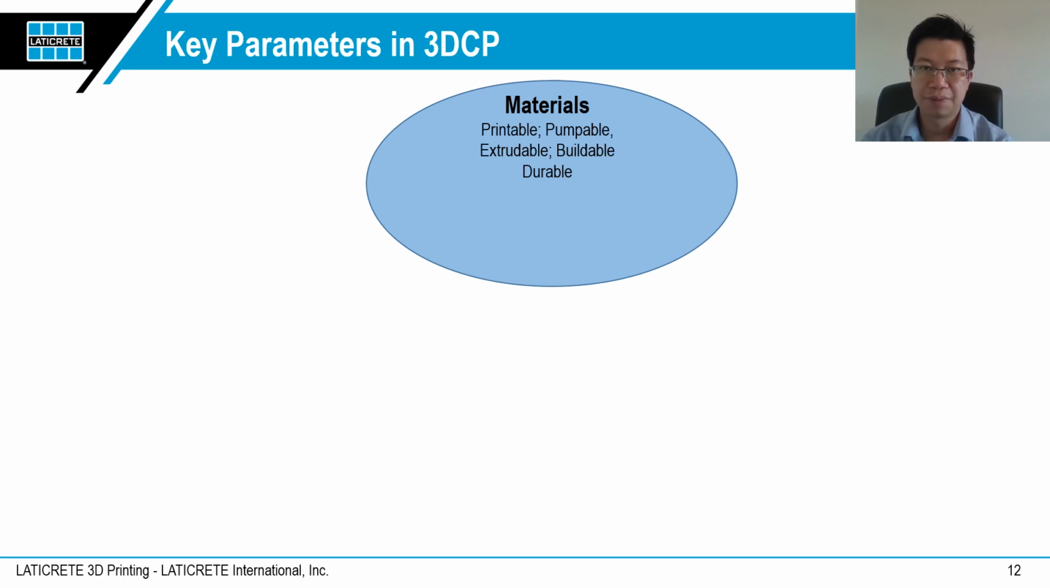For example, if the printed element is designed as a long load-bearing beam, then the material should meet the strength requirement for that specific load-bearing beam in that specific structure.